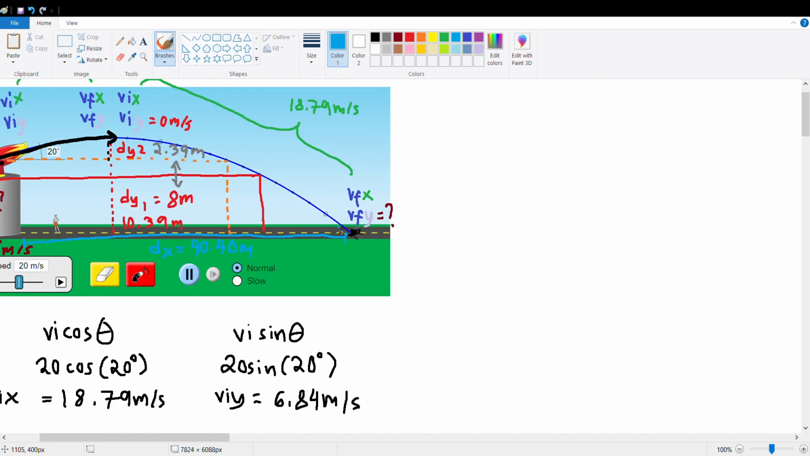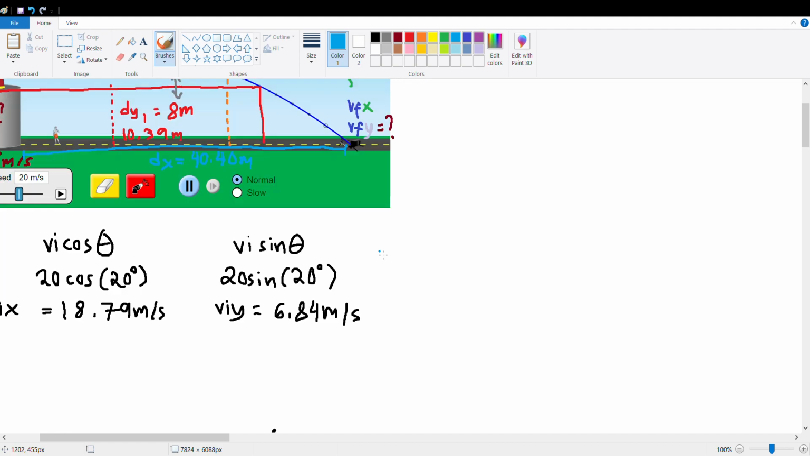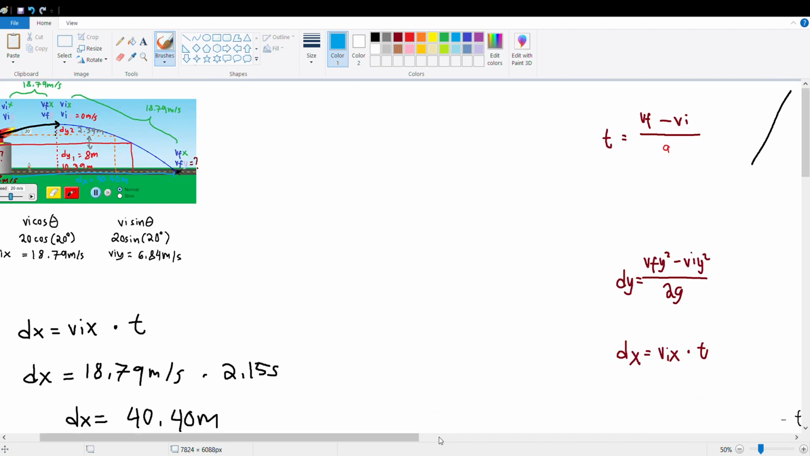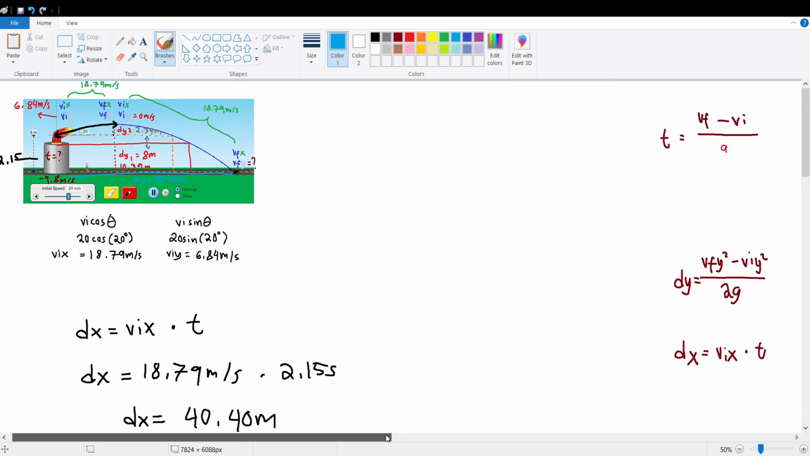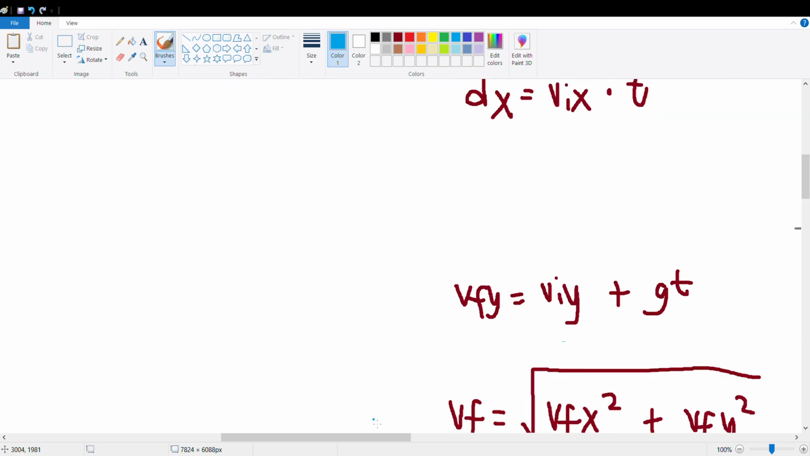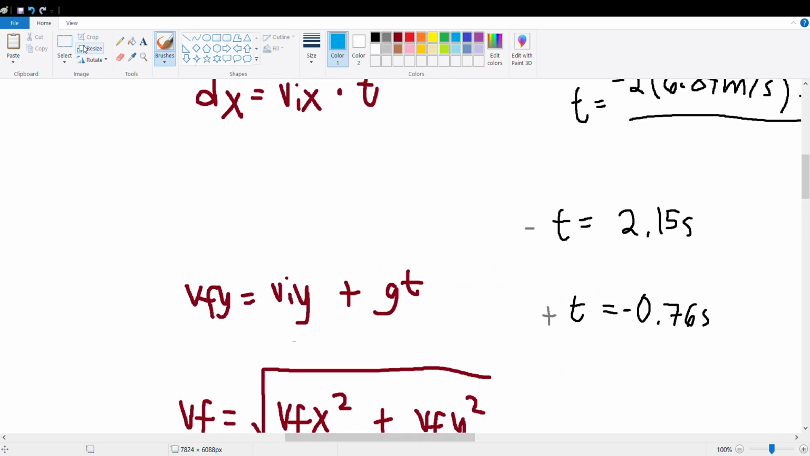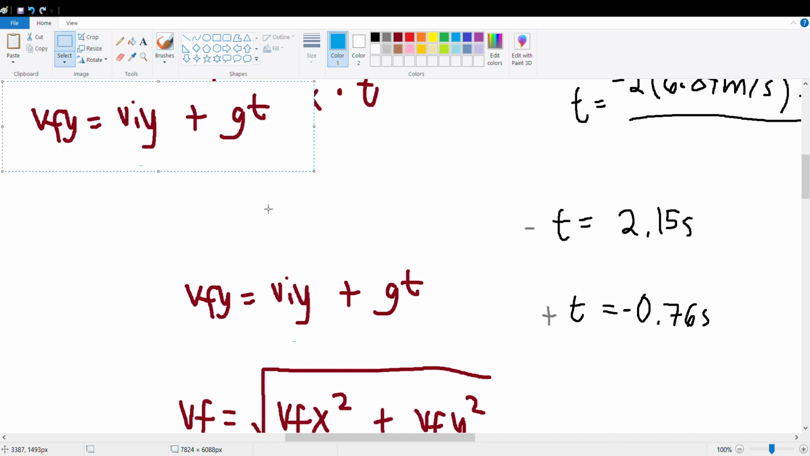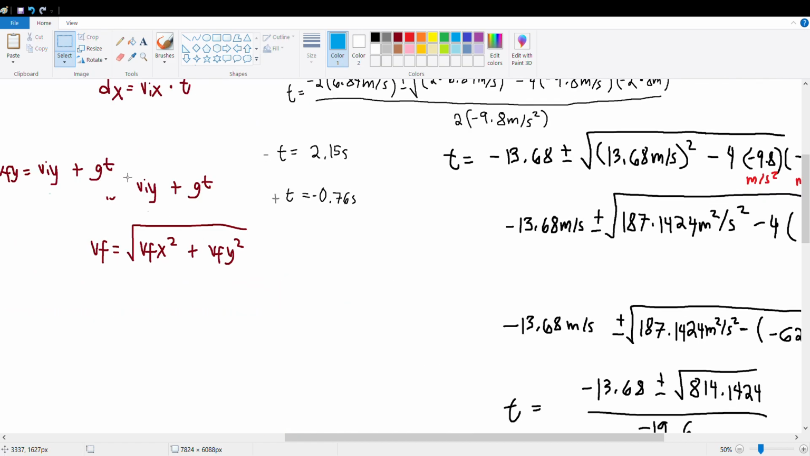Now what is missing here? We have solved for almost everything except vfy, and for the final general vf. So we're gonna be using this formula still. We already solved this from the last video. So all we need to do is use this once again.